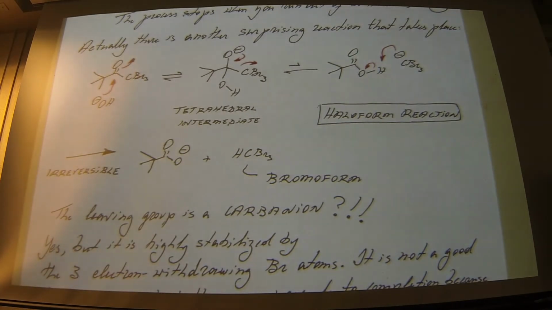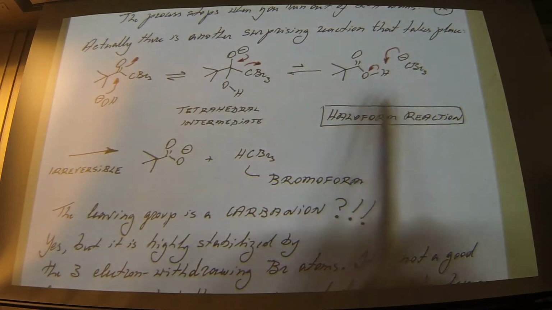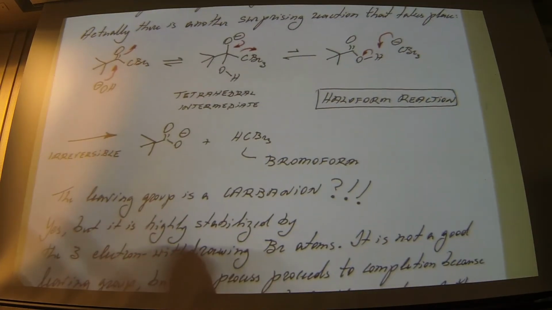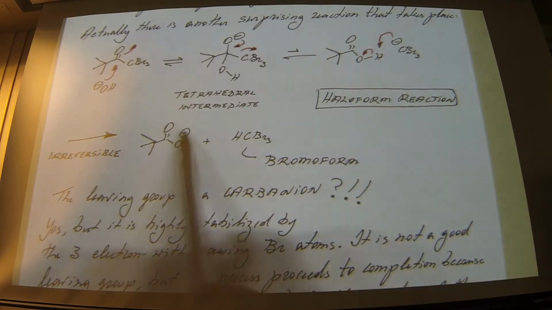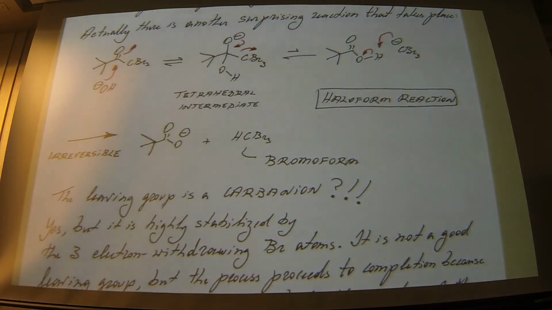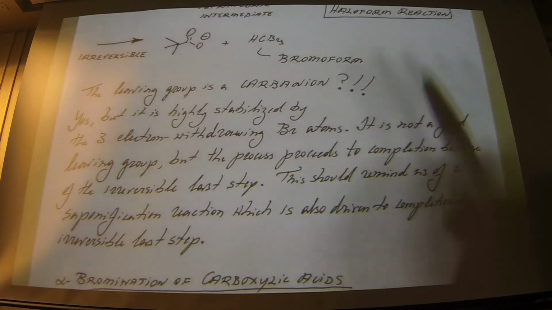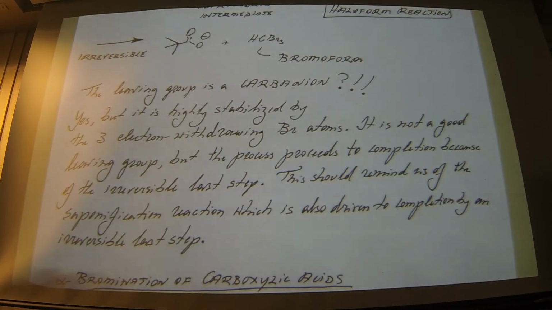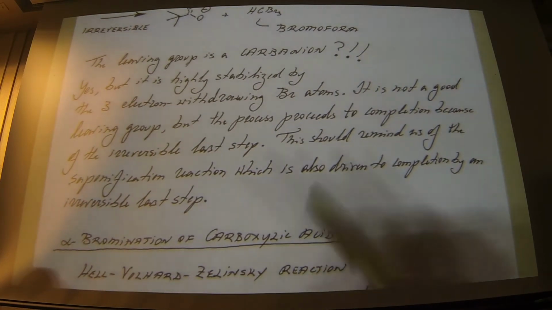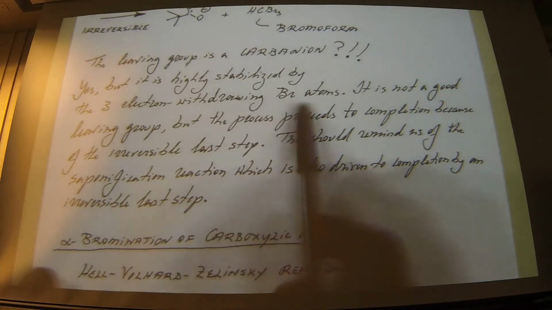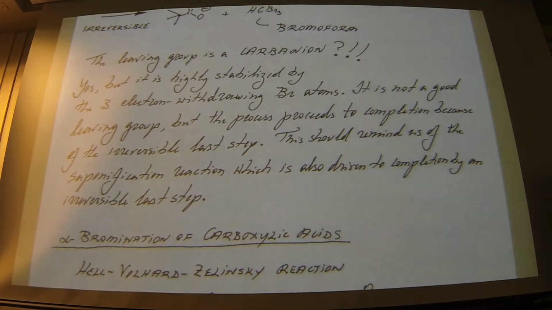And the reason it's not a strong base is because the three bromines are pulling the electron density, are stabilizing the electron density here. So this is actually able to function as a leaving group. And of course, once this happens, you get an irreversible proton transfer, and you end up with the carboxylate. Now this is really, really weird. But it is one of the few cases where you're going to see a carbanion as a leaving group, stabilized by 3 electron withdrawing bromine atoms.